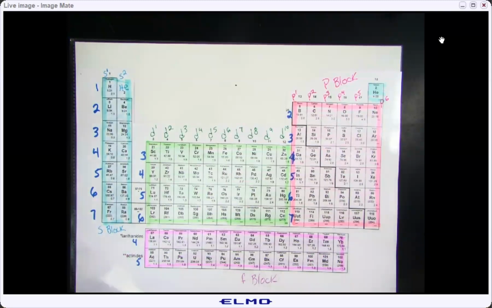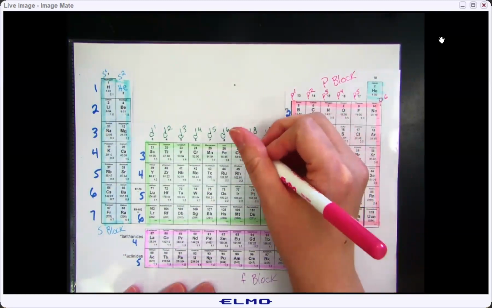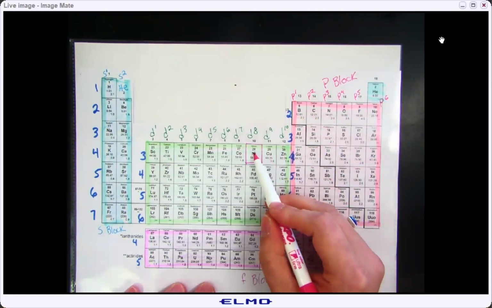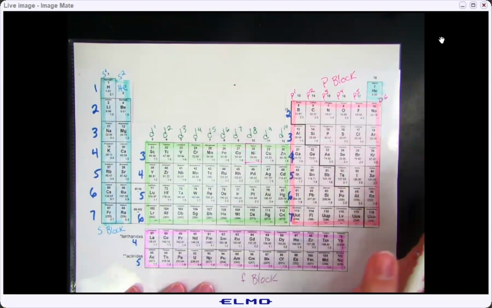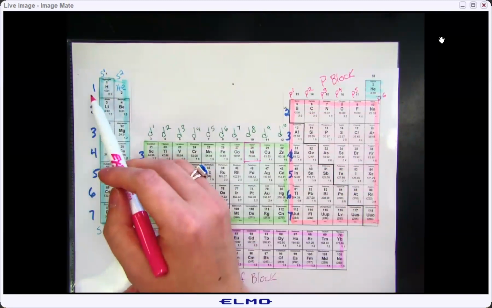When we are writing the configuration for any element, according to Aufbau's rule, we always need to start at the lowest energy first and then count our way through. So if we are looking at, for example, copper, we'll do nickel actually. Nickel has 28 electrons. So according to our quantum mechanics model, we are going to represent where all 28 of nickel's electrons will be. We must start at the lowest energy first, which is always going to be hydrogen.